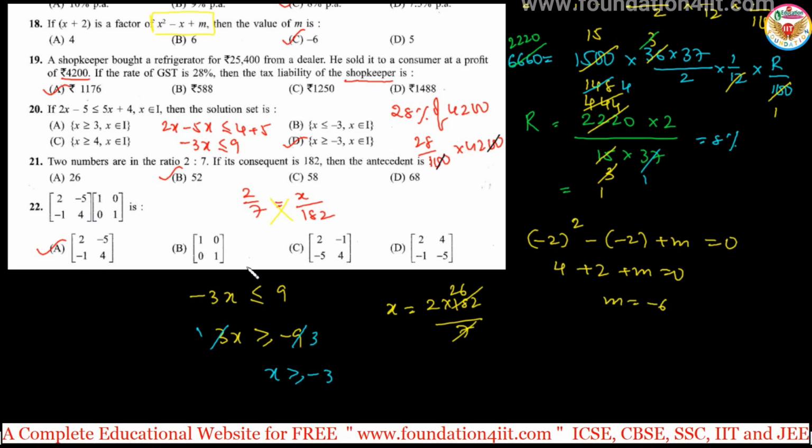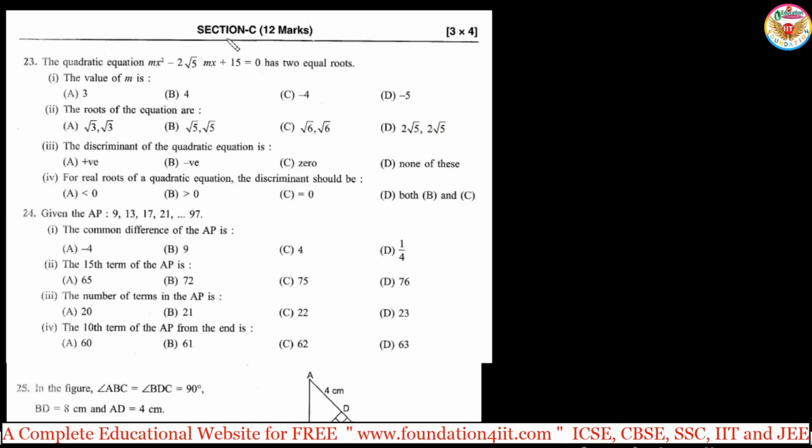Okay, this is Section B for 12 marks. 6 questions, every question carries 2 marks. In Section C, we have 3 questions, 23, 24, 25, and in every question we have 4 sub-questions. These 4 questions depend on a single statement, so they'll be mixed up. So 3 into 4, it is 12 marks.